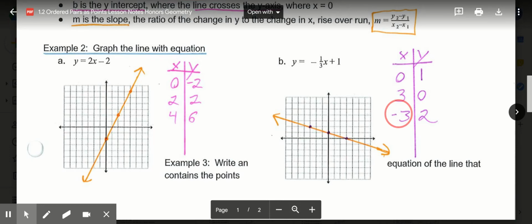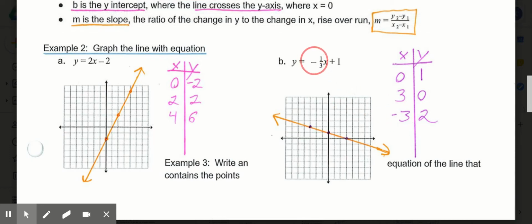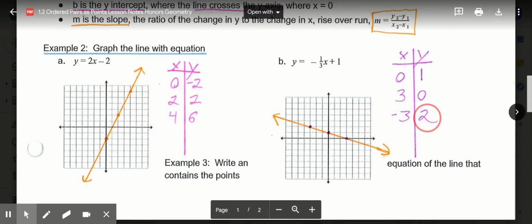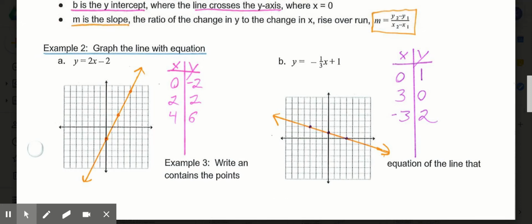Then apply that with the negative 3 in for x. Negative 3 multiplied by a negative 1/3 is a positive 1, plus 1 more gives me the output of 2 for y. So then I could plot those 3 points, 0, 1, 3, 0, and negative 3, positive 2, and then connect them to get my line.